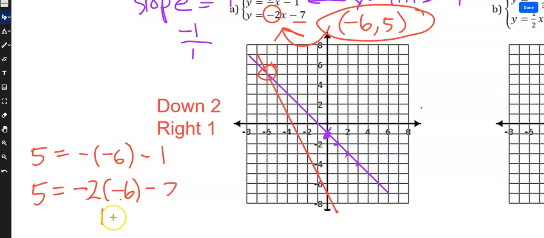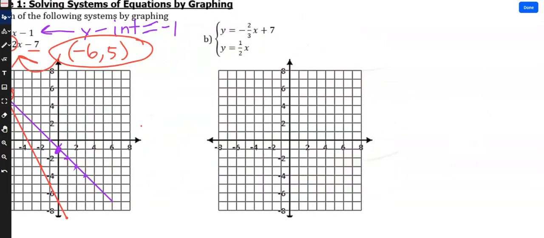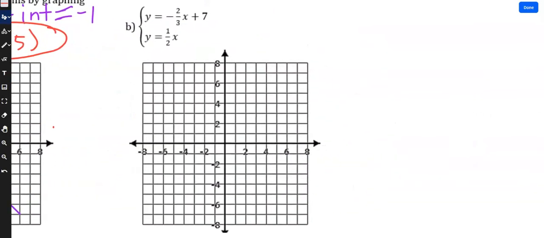I don't get it. What is going on here? Why can't I just write 12 minus 7? That's 5. And then down here you have 6 minus 1. That's also 5. So the algebra shows me that it works. So does the graph. Okay, so I go to the next one.